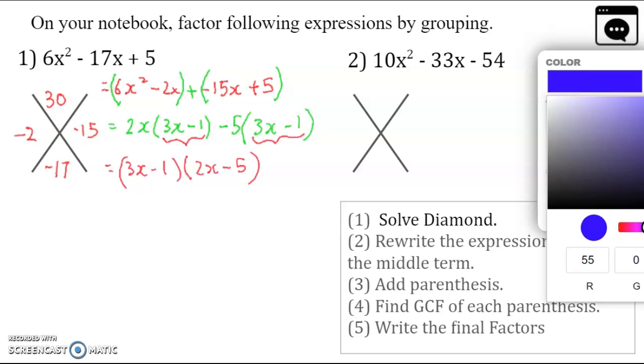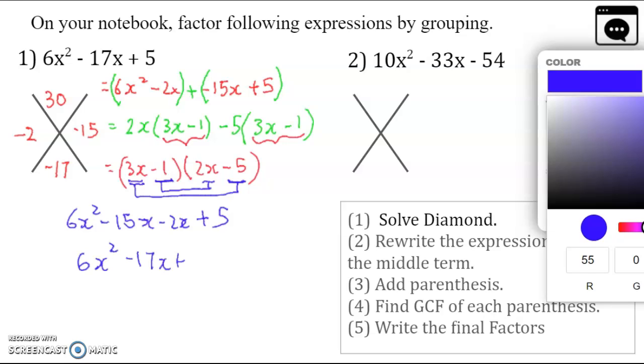Now I can check my answer by doing FOIL. First, that's going to be 6x squared. Outside, 3x times negative 5 is negative 15x. The inside is negative 1 times 2x, that's negative 2x. And finally, the last is negative 1 times negative 5, which is positive 5. This gives me 6x squared minus 17x plus 5, which is my original expression.